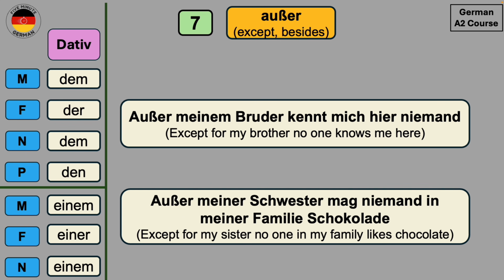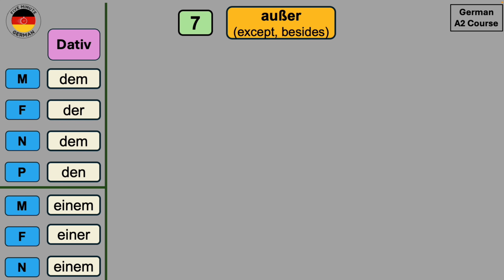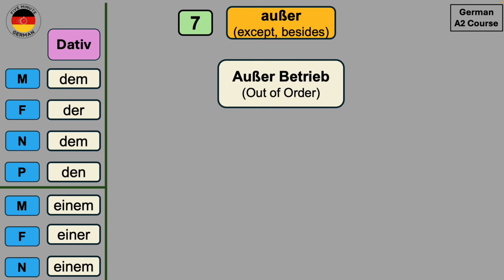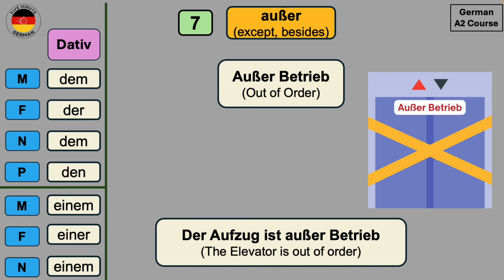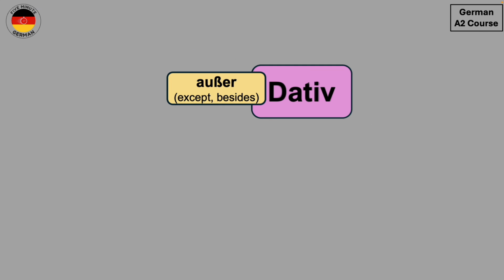Now another common phrase or sentence which you will see is außer Betrieb, which means out of order. So a sentence for this can be, der Aufzug ist außer Betrieb. The elevator is out of order. So whenever you see this somewhere, then you should know that, okay, this thing is not working. So this was the preposition außer.